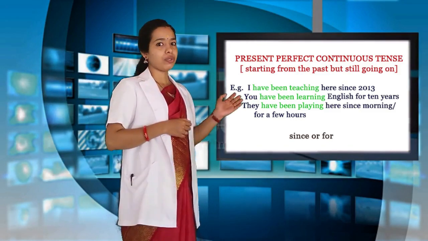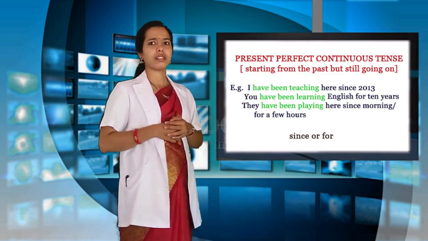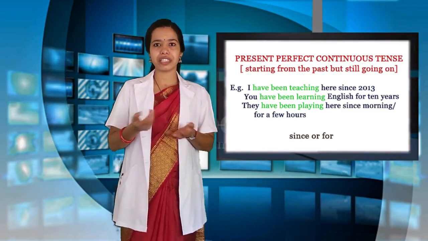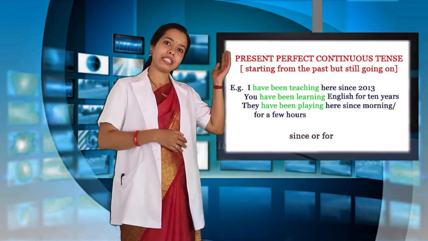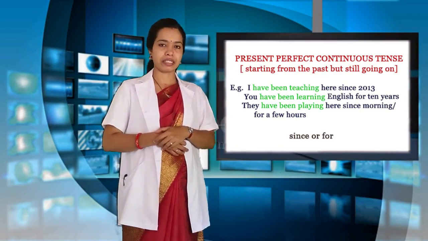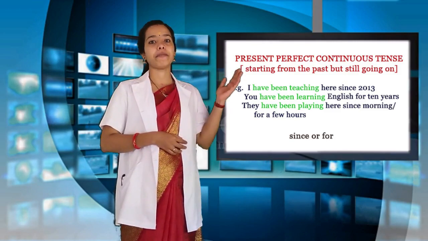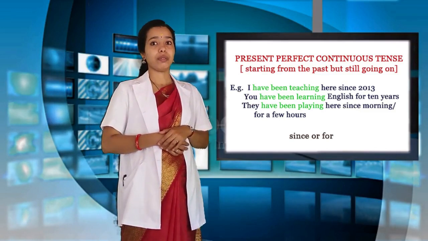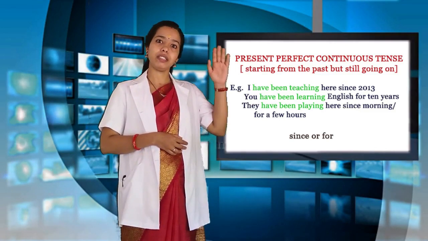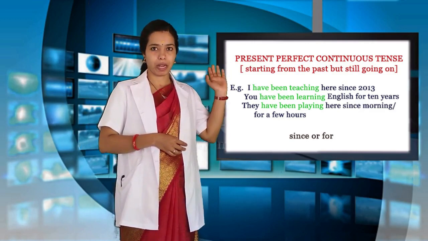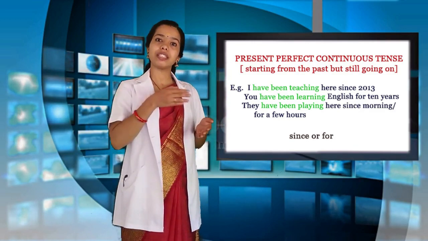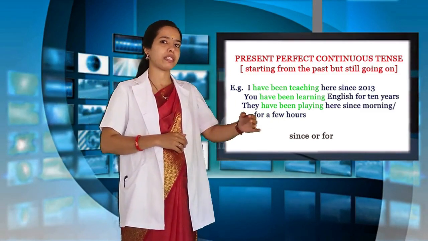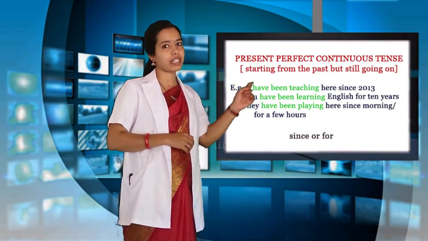Another example: you have been learning English for 10 years, isn't it? Aren't you all learning English for 10 years? So it began in the past and even now you are learning it. Then another example: they have been playing here since morning, for the last few hours. They started playing a few hours before, so it's a past time, but what are they doing now? They are still playing. Such an action which began in the past but is still continuing in the present, you can denote using present perfect continuous.